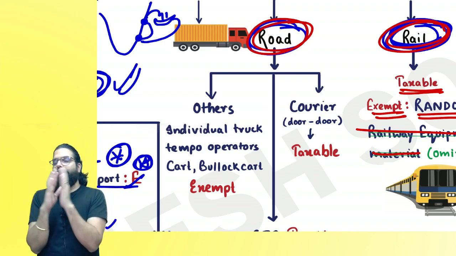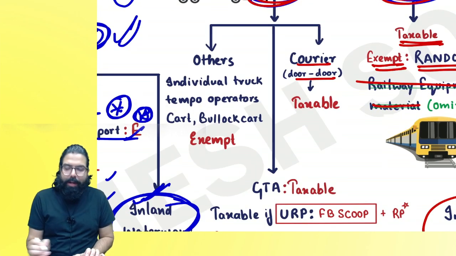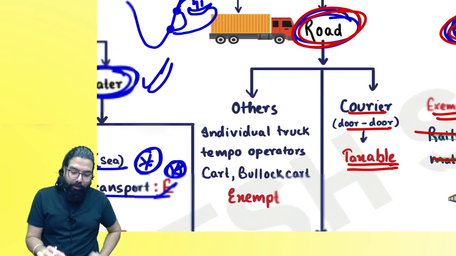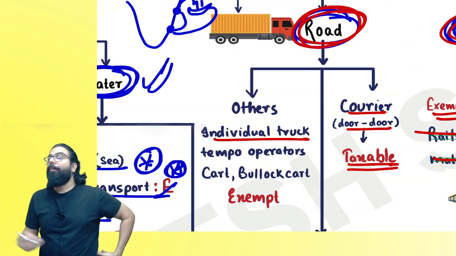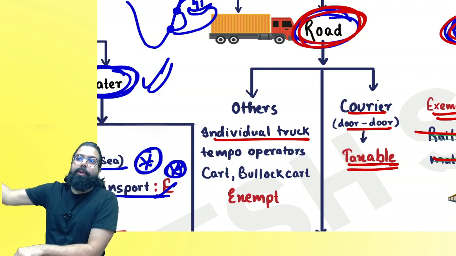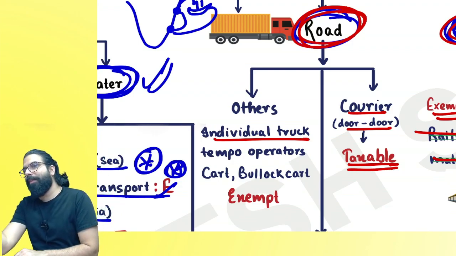Road transportation, listen. If you are doing courier, courier means door-to-door service, it is always taxable. Now, if goods are transported by an individual truck operator, for example you bought a refrigerator and they told you, okay sir, I will take these goods to your home, I will charge you 500 rupees, and they are not issuing any consignment note or anything.